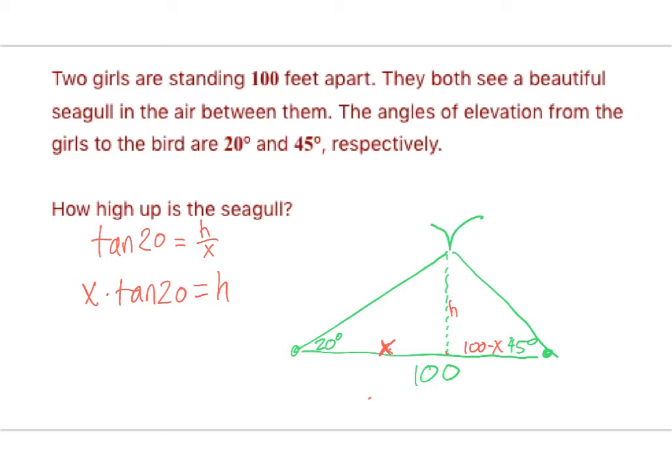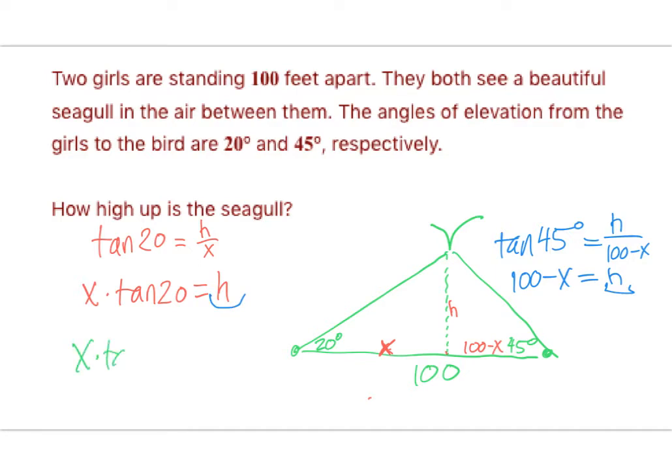Okay, let's take a look at the other side. Here we've got tangent of 45 degrees is equal to h over 100 minus x. Cool. I'm going to multiply that through, so we get tangent of 45, which, by the way, is 1, and we get 100 minus x is equal to h. The good news is now we have an h on both sides of this problem. We're going to combine these two into one equation. x times tangent of 20 is equal to 100 minus x, the two things that h is equal to.